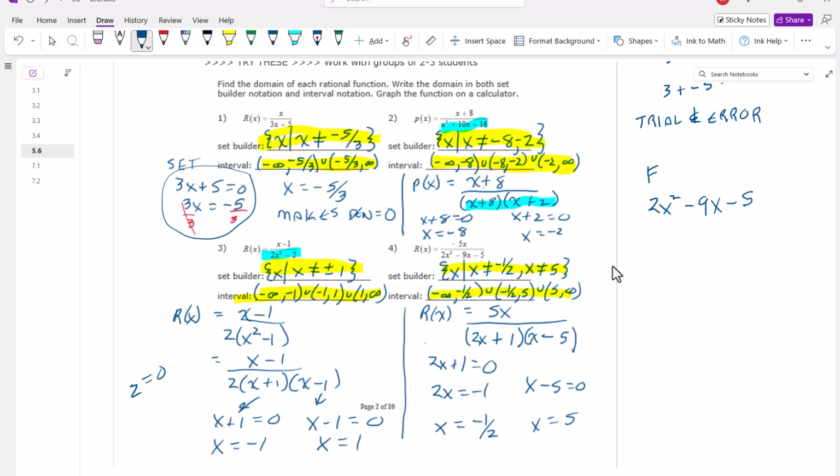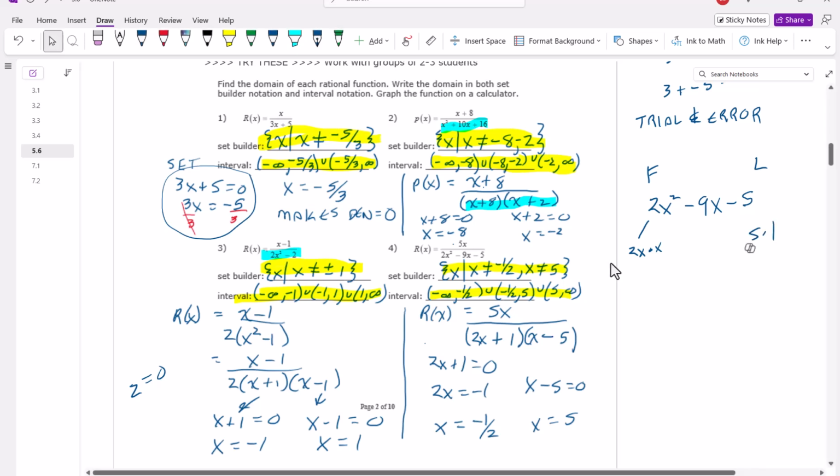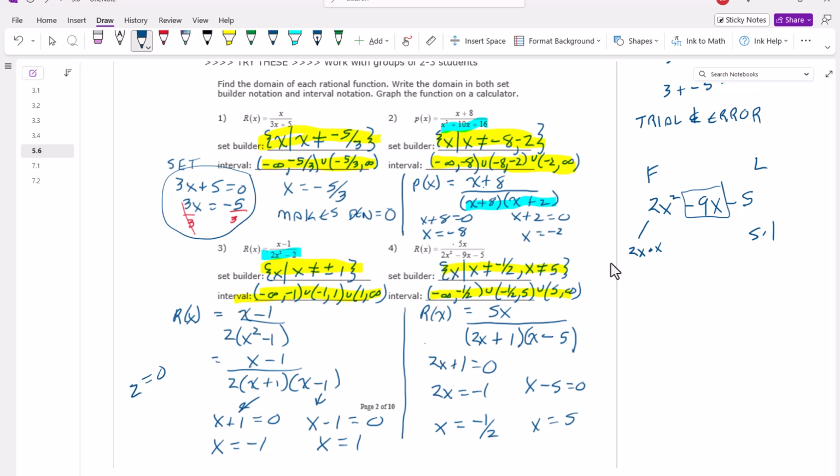Your first term, the only possibility is 2x times x. Your last term, the only possibility is 5 times 1. Now, the middle term works a little bit differently. Whenever you have a number in front of x squared, it's a little different. So what you do is you just draw 2 parentheses, and you have to write this down. You can't do this problem in your head. You have to see something on your paper.